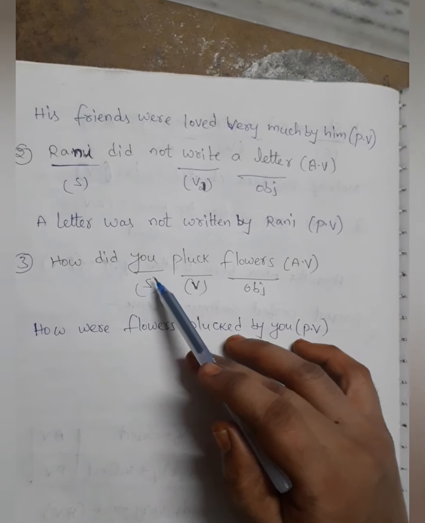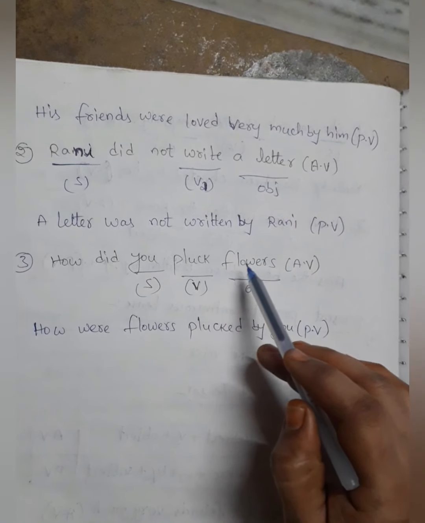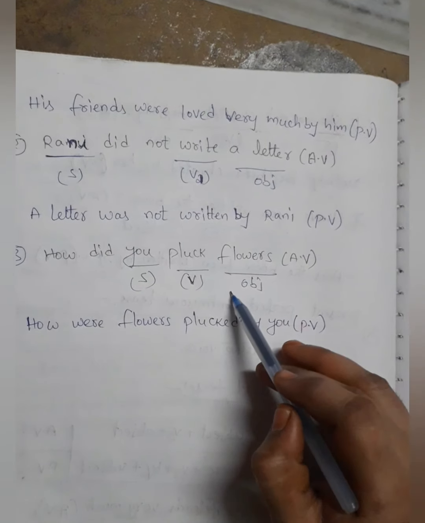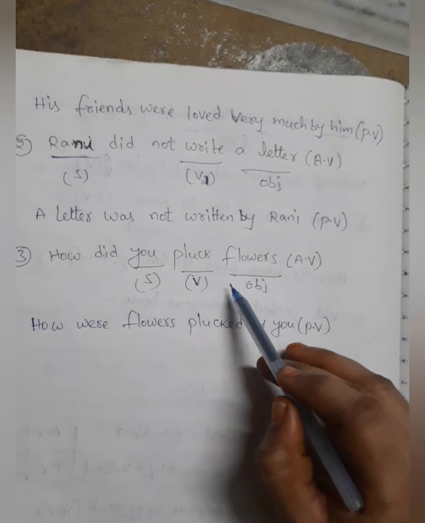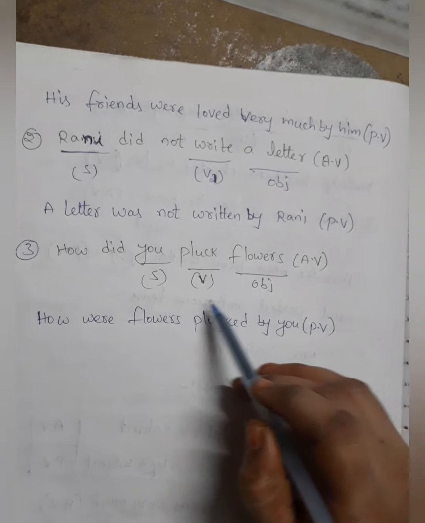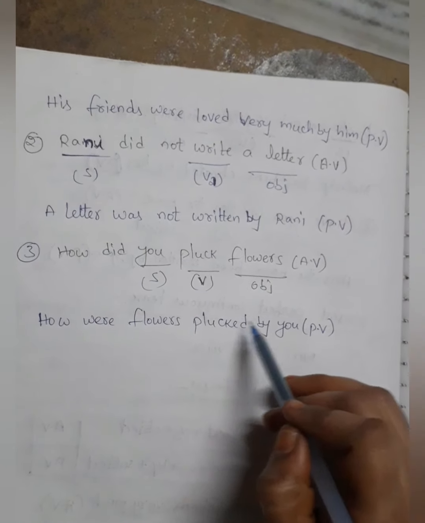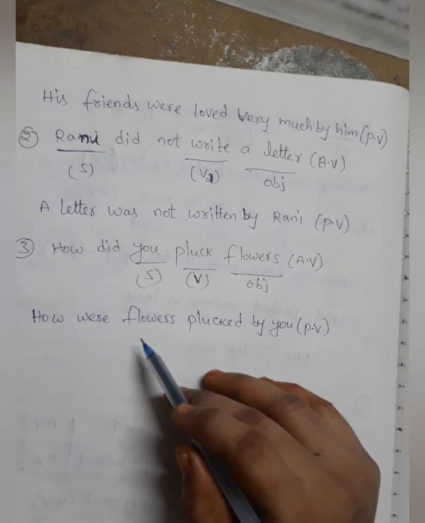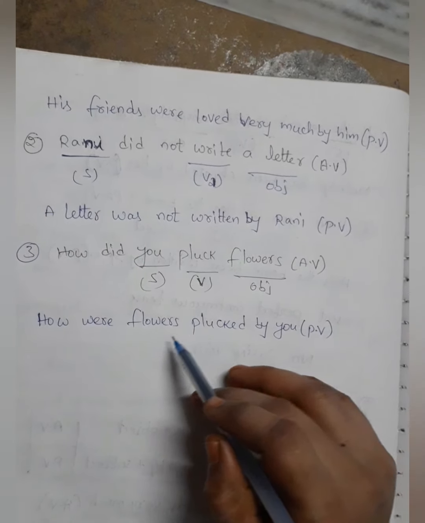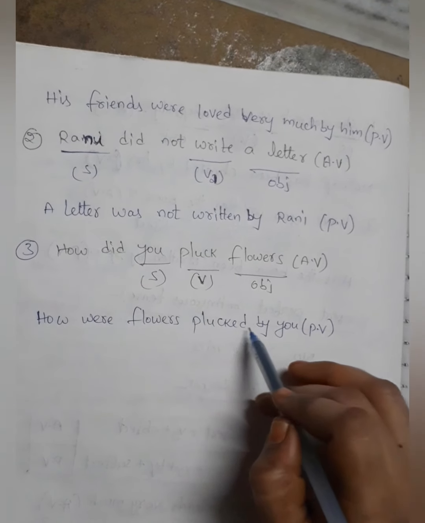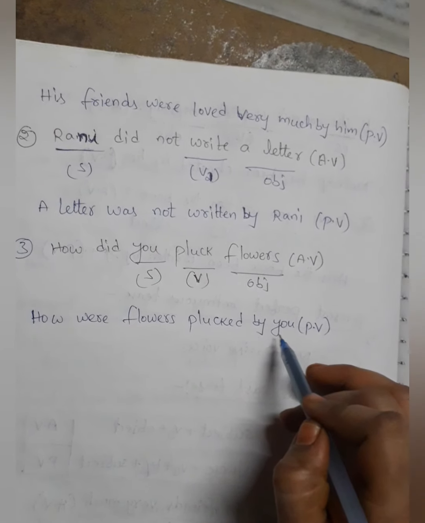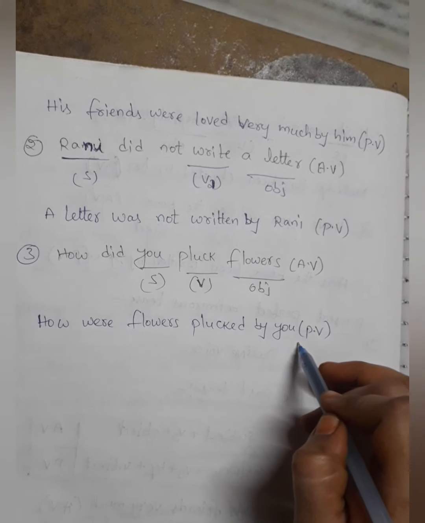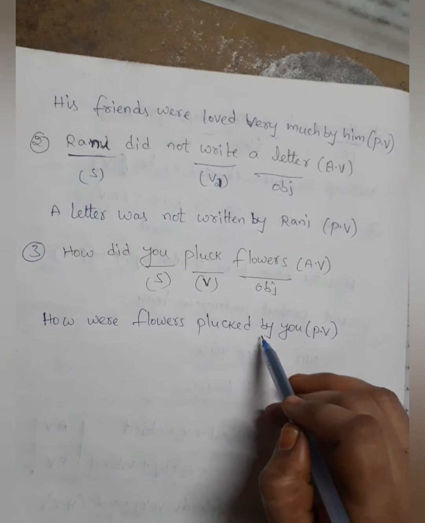Next example. How did you pluck flowers? It's an active voice. You is the subject and pluck is the V2 form. Flowers is the object. How were flowers plucked by you? It's a passive voice. Flowers are plural, that's why we write were. How were flowers plucked, plucked is the V3 form. By is the preposition. You becomes you, it's an object. It is in passive voice. How were flowers plucked by you?